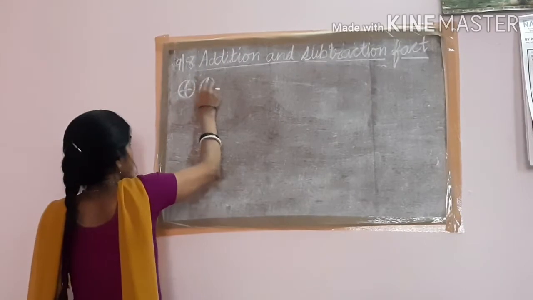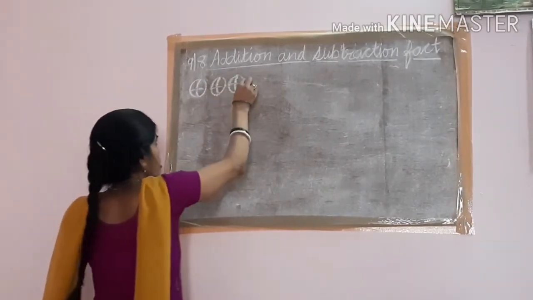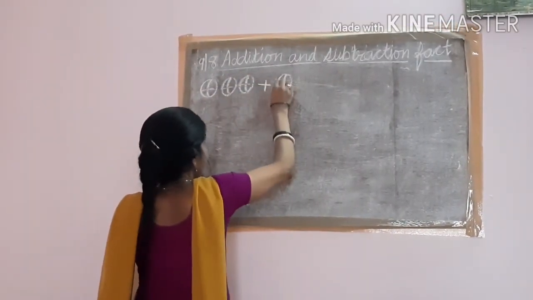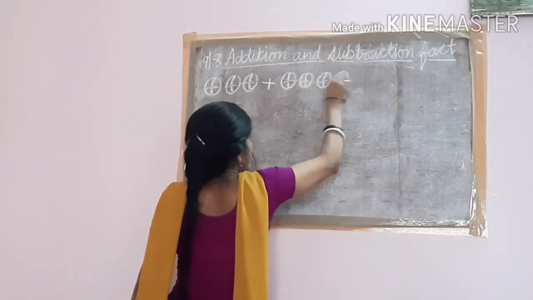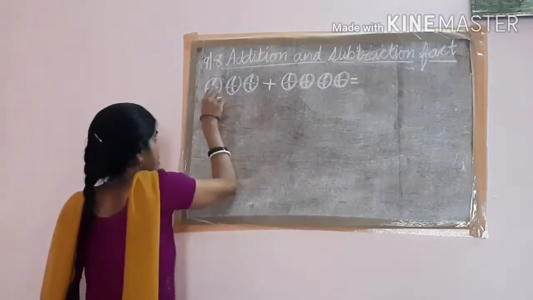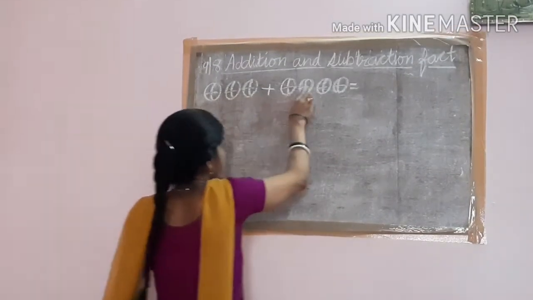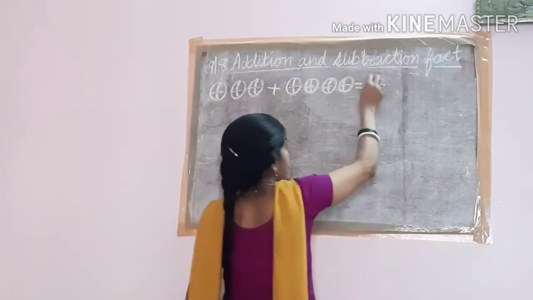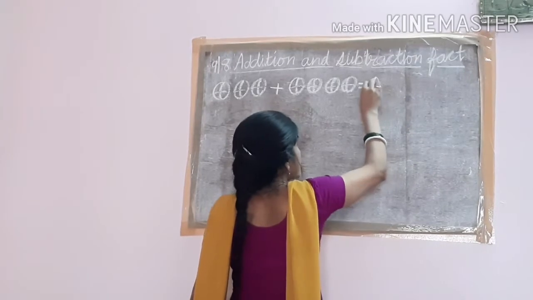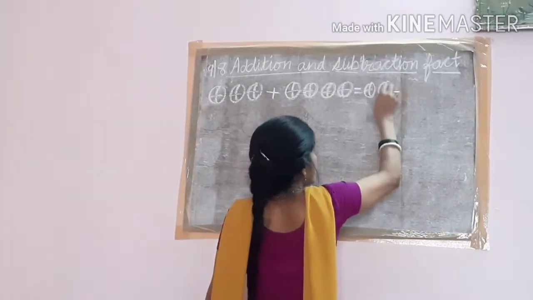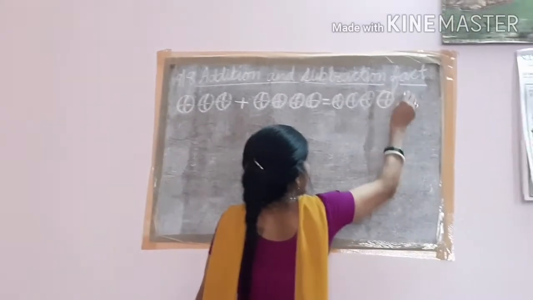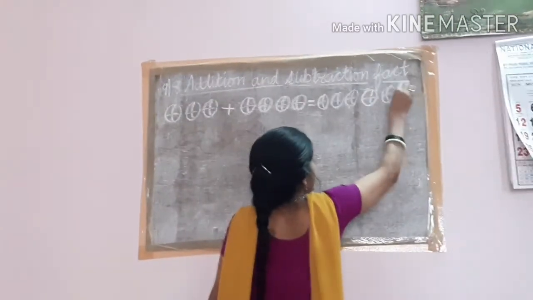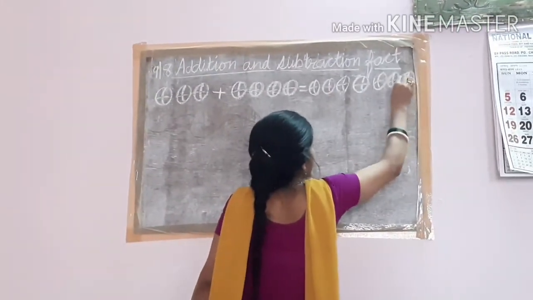Balls only. Okay, 3 balls. I am going to add now 4 balls. Now, how many balls are here? Count 1, 2, 3, 4, 5, 6, 7. Okay. So here 1, 2, 3, 4, 5, 6 and 7.